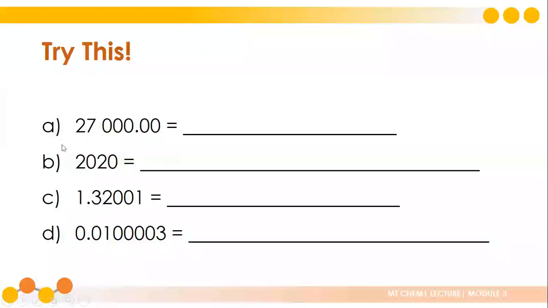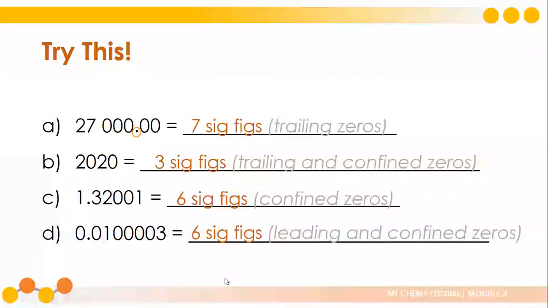Let's check. Let's try letter A first. Hopefully you all got it right. Since we have a decimal point here, here are the answers. For letter A, 7 significant figures. Yes, there are trailing zeros, but there is a decimal point, so we will count all of them. So we have 1, 2, 3, 4, 5, 6, 7 significant figures.